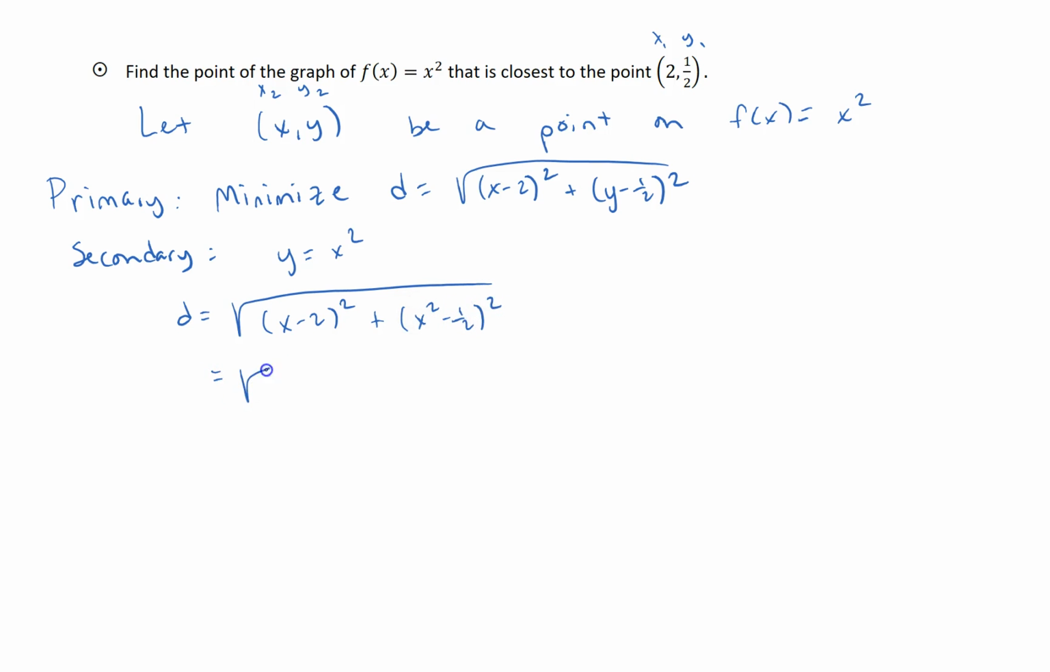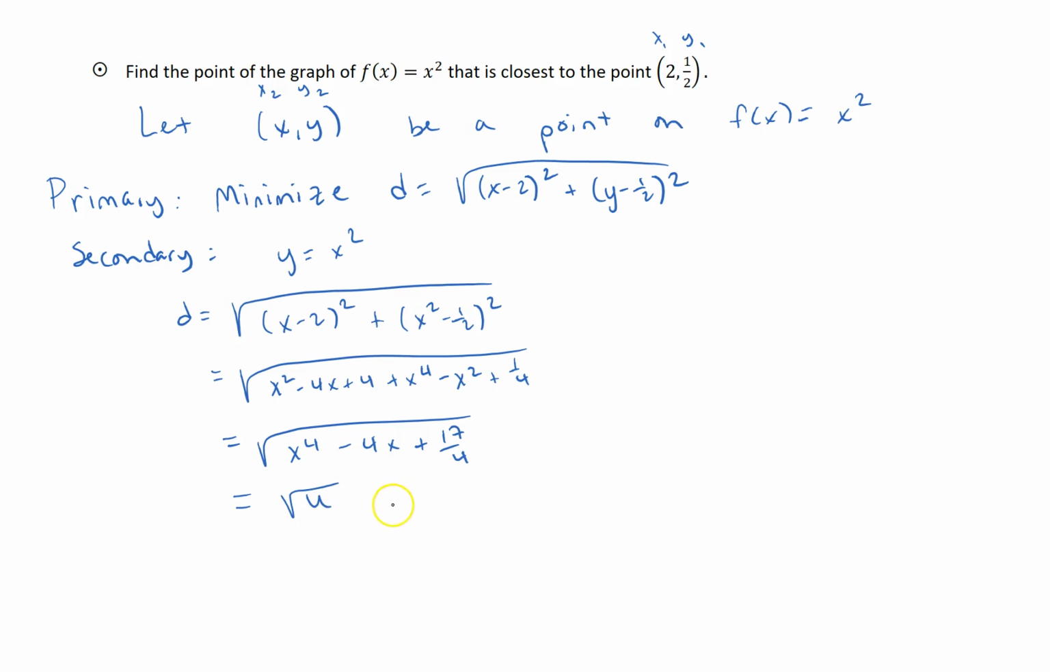And I'm going to just expand that, so I get x squared minus 4x plus 4 plus x to the 4th minus 2 times 1/2 times x squared, so that's minus x squared plus 1/4, or the square root of x to the 4th minus 4x plus 17 over 4 is what that reduces to. So I could make this the square root of u, where u is equal to x to the 4th minus 4x plus 17 over 4.